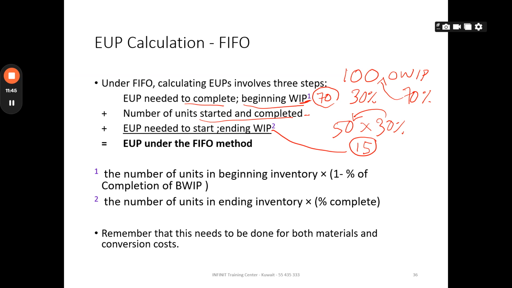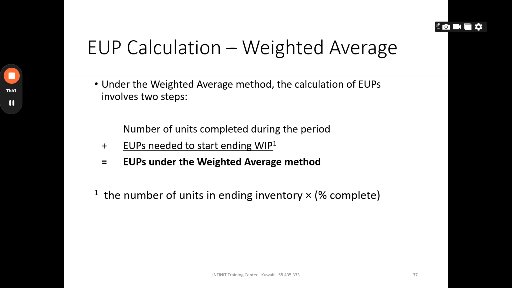This is how we will do the calculation of EUP under FIFO. But under weighted average, it is going to be a bit easier. You will have only two factors to consider, which are the number of units completed during the period. You are not segregating how many units were there in the work in progress in the beginning and how many units worked now. You are not considering that. You just consider how many units I completed.